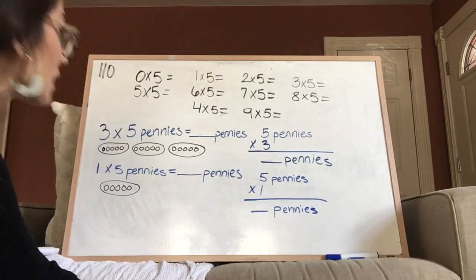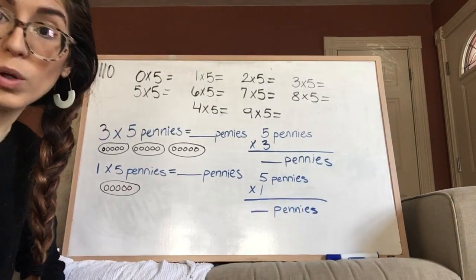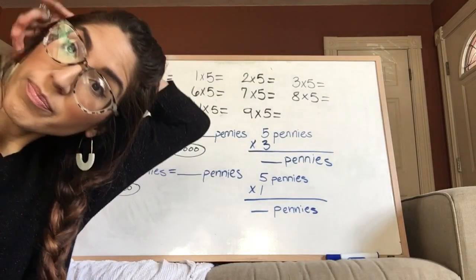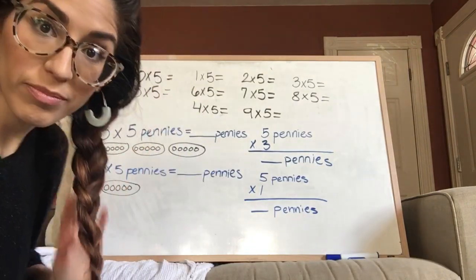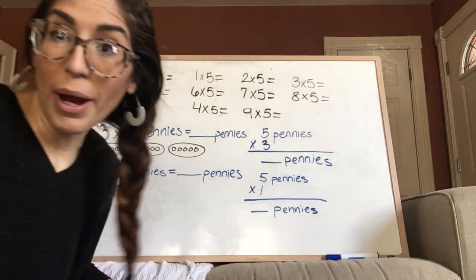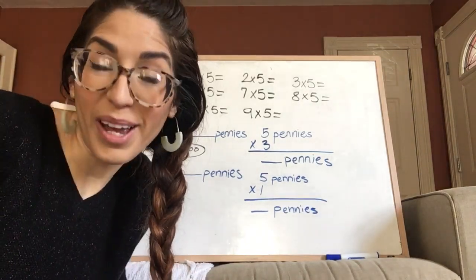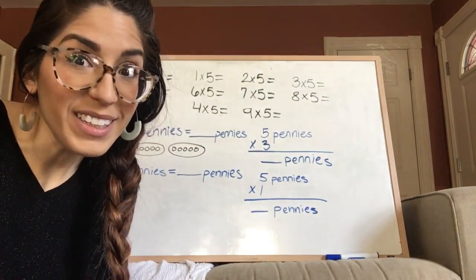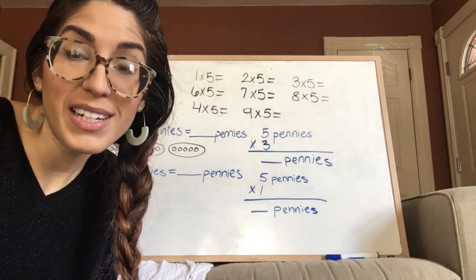Okay, so today's lesson is 110. So get your paper out for 110, okay? Lesson 110. Today we're going to be talking about our multiplication fives, okay? So exciting. That's what we're going to be learning today.